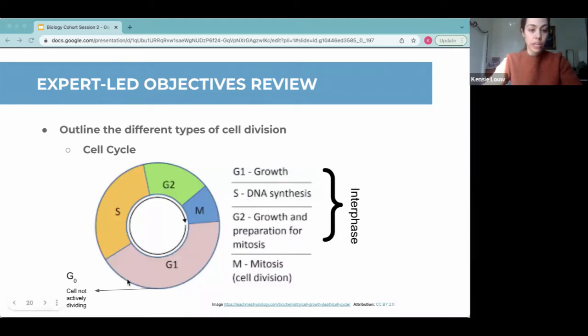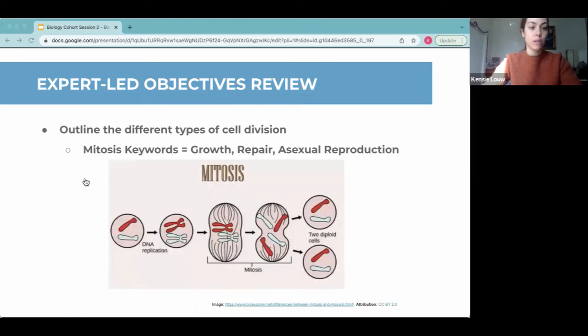And there's also the G0 phase, which is when the cell is not actively dividing. It's just doing its thing, not actively growing, but it's still functioning as a cell, just not in a growth phase. So let's talk about the specifics of mitosis.